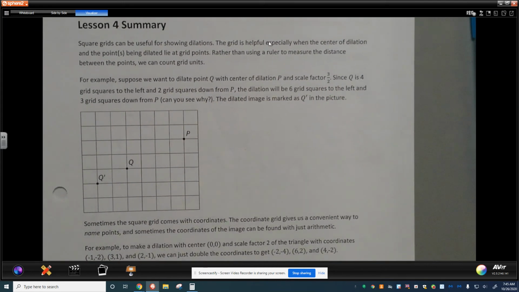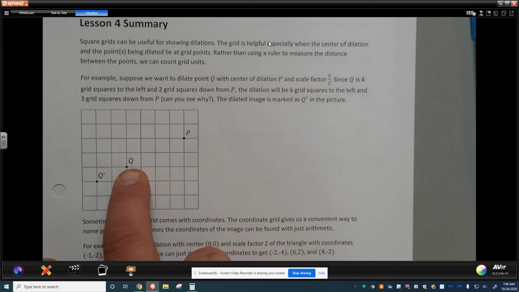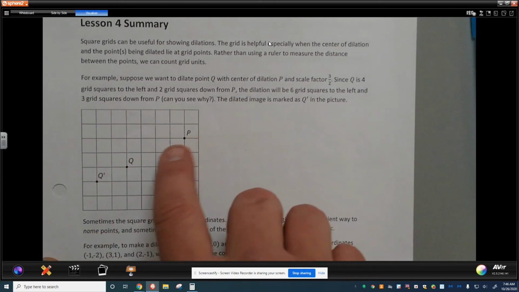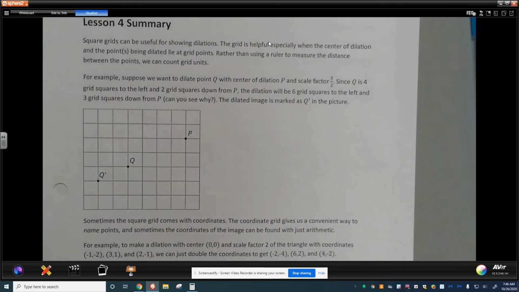So with that said, here we are at our summary. Square grids can be very useful when we're talking about dilation. The grid is really helpful, especially when the center dilation and the points are being dilated when they're on that grid, because instead of using a ruler, we can just use the ratios of rise over run, or what we're going to come to know as slope. So we can just count the grid units. When we look at that and we're looking at this piece, say we're dilating from point P to point Q, and then Q is being dilated a little bit further away, we can see that since that distance, point Q prime, is further than P, we know that the scale factor must be greater than 1.